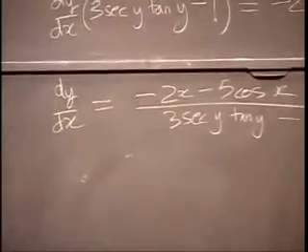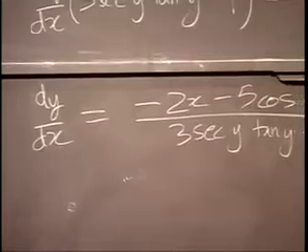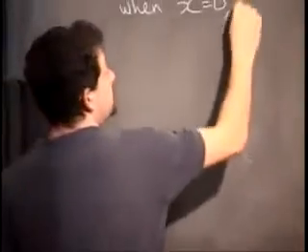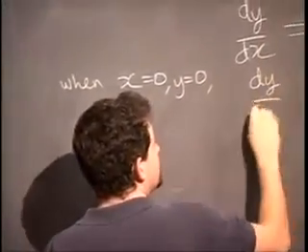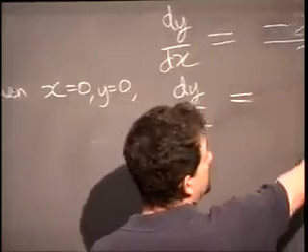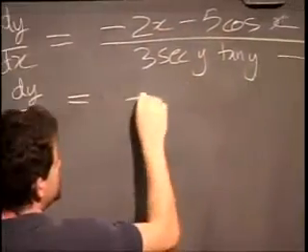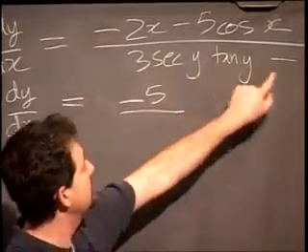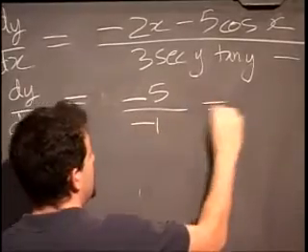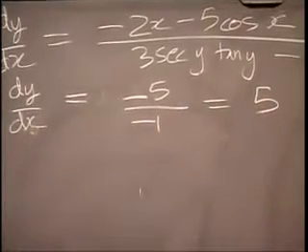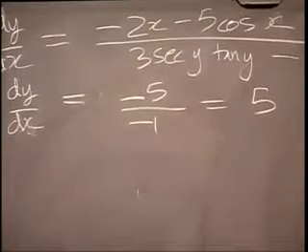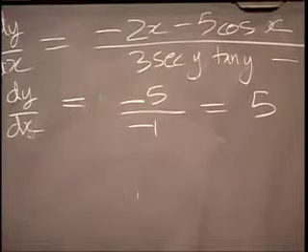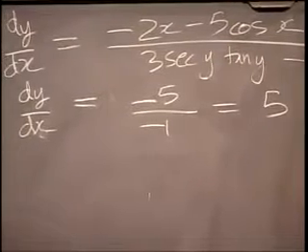But all we really need is what happens when x equals 0 and y equals 0, because we're looking for the tangent at the origin. So dy/dx is equal to, well, it's 0 minus 5 times 1, so it's minus 5. We already discussed that secant of 0 is 1, but actually tan 0 is 0, so that goes away. And you get that the derivative at the origin is 5. So we still have to find the equation of this tangent. What do we know about it? We know it goes through the origin, and it has slope 5. Well, we don't even need the point slope form.